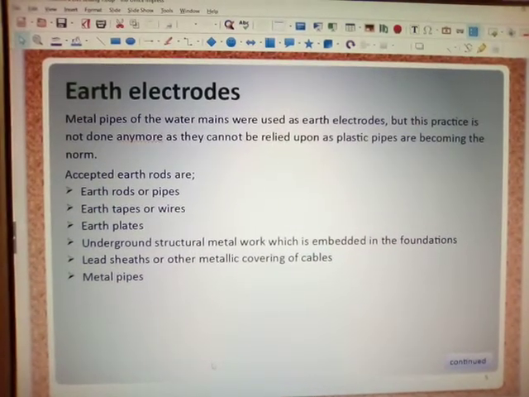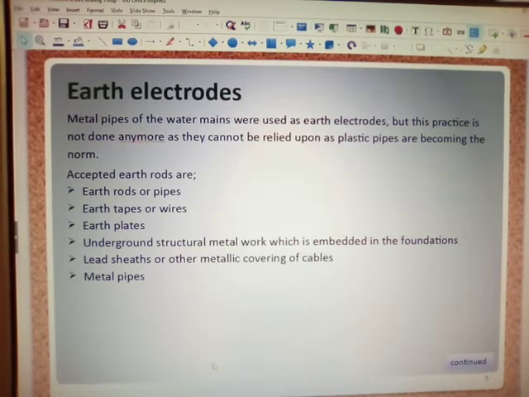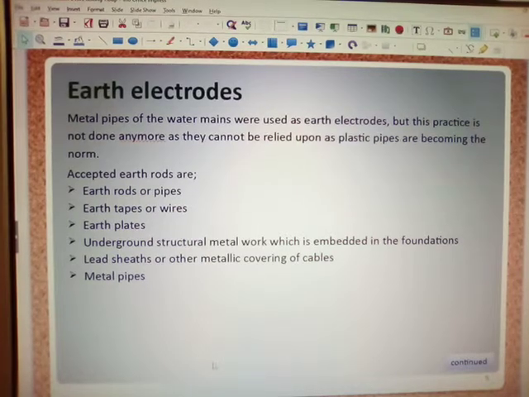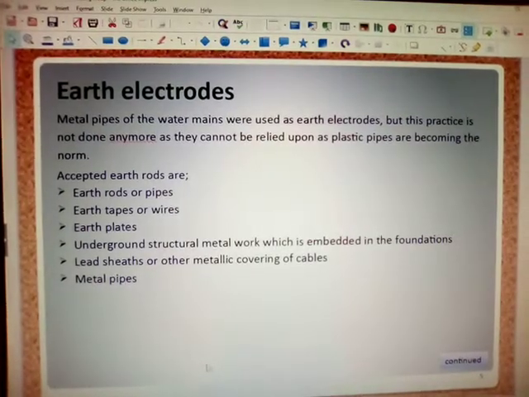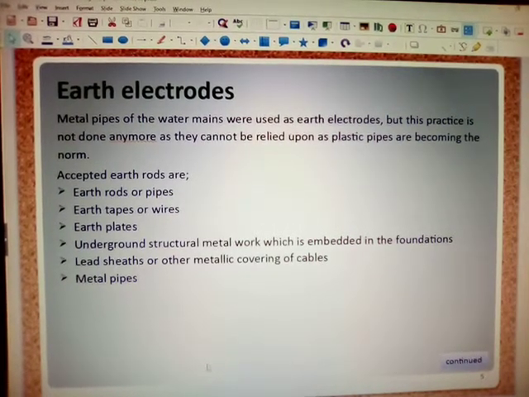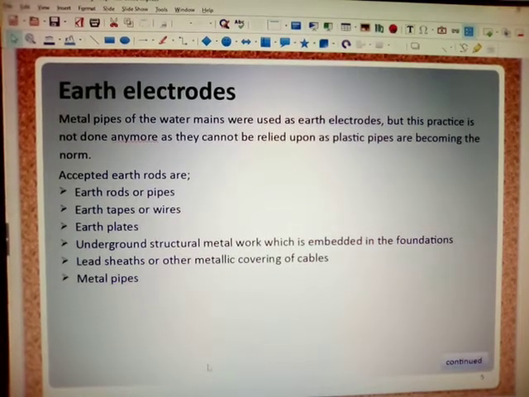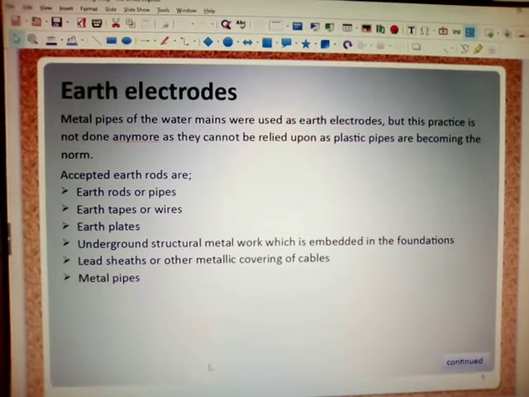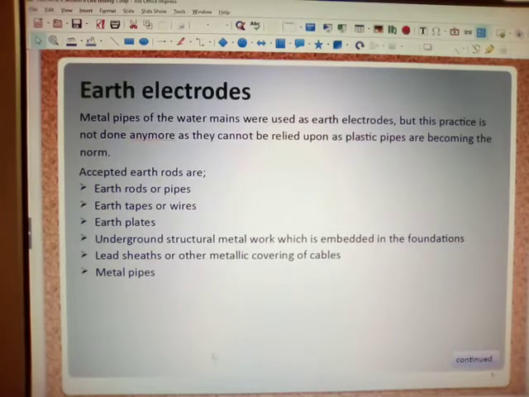And here we're looking at earth electrode. Now, metal pipes of the water mains were used as earth electrodes, but this practice is not done anymore as they cannot be relied upon as plastic pipes are becoming the norm, okay? And I think I've mentioned this sometime earlier as well.